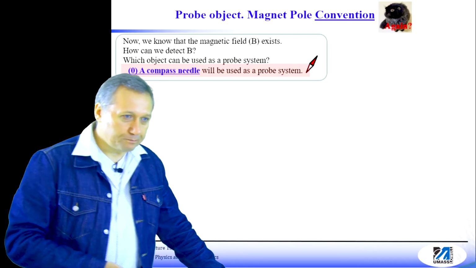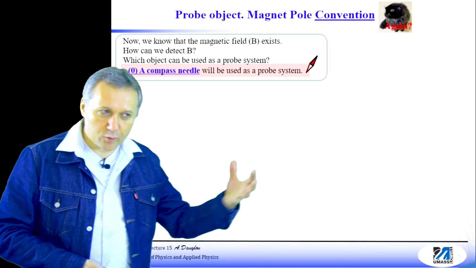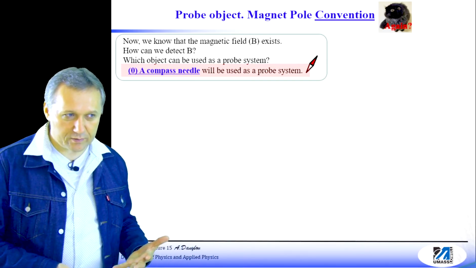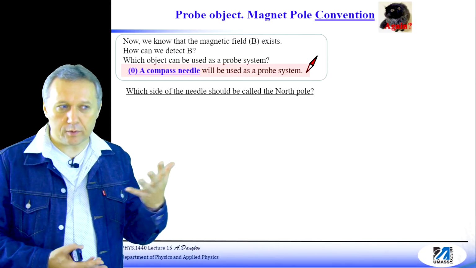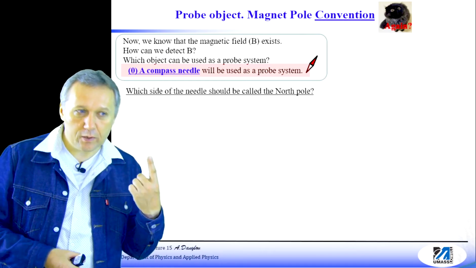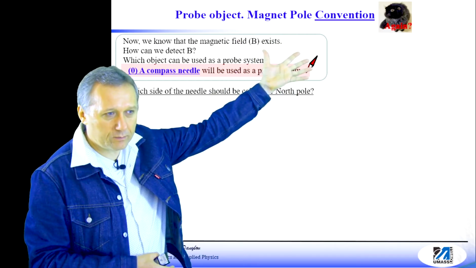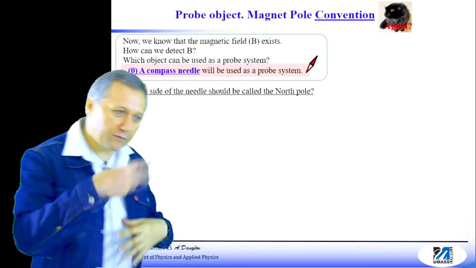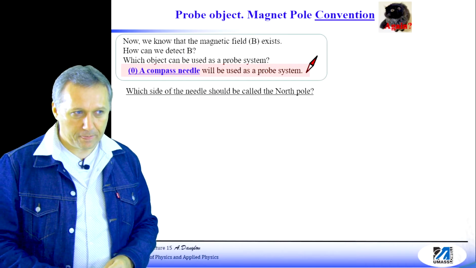Now, next question, of course. The compass needle we know has a north pole, north side, and south pole, south side. Which pole should be called north and which pole should be called south on the compass needle? So now we've come to the point where we have to introduce this new convention, and then based on that convention, we're going to label all the poles in the world.